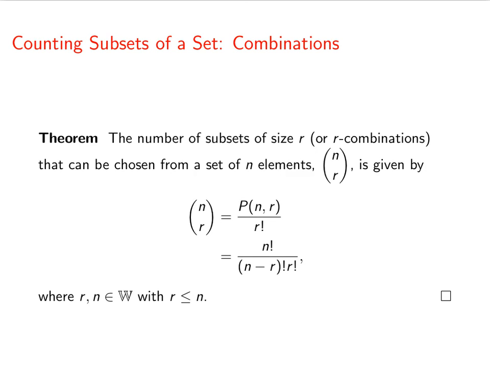We'll phrase this as a theorem that says that the number of subsets of size r, or r-combinations, that can be chosen from a set of n elements, which we'll denote with n choose r, is given by n choose r equals P(n, r) over r factorial, which is equal to n factorial divided by (n minus r) factorial times r factorial. Everything we're doing here, r and n have to be non-negative integers, and r has to be less than or equal to n. Okay, that's all for now.